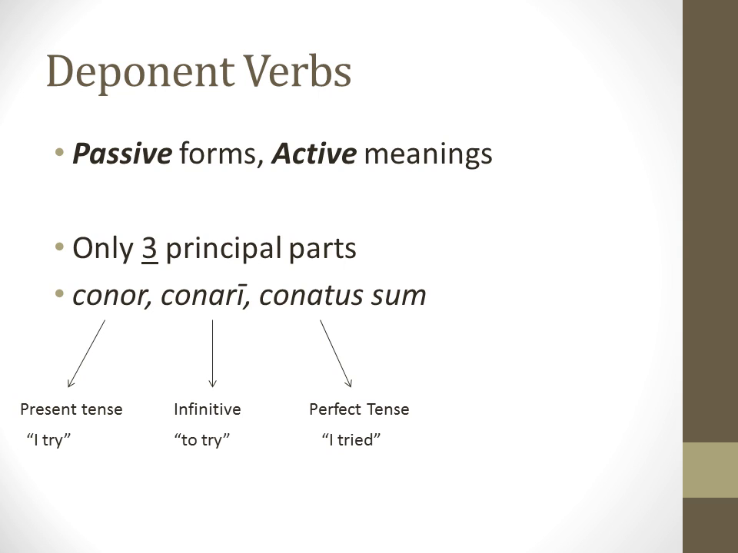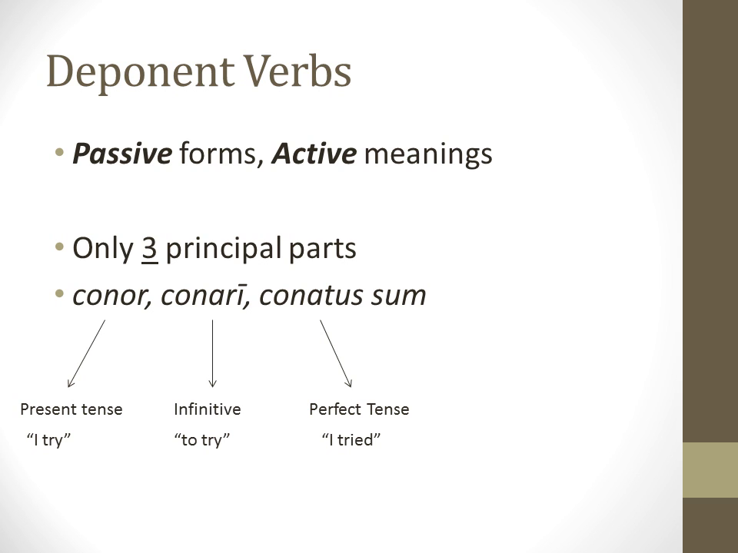So here are our meanings. Conor means I try. And then we could conjugate that to you try, he tries, we try, y'all try, they try, et cetera. Conari, as an infinitive, means to try, and we can see where that has a passive ending, -ari, but it has an active meaning, to try. And then conatus sum, that's the perfect tense, that means I tried, and we could conjugate that: conatus es, you tried; conatus est, he tried, and so on.